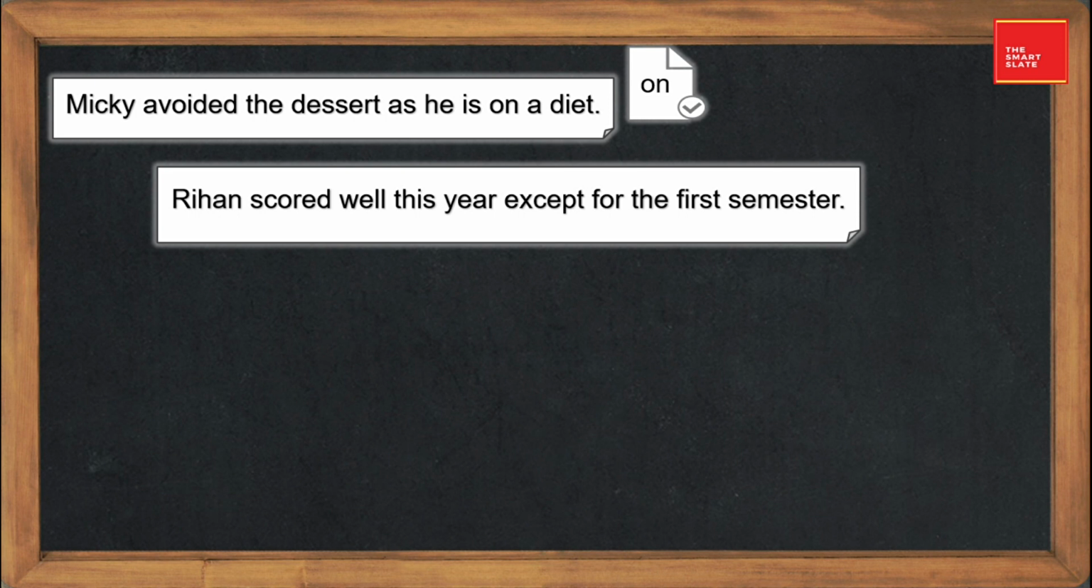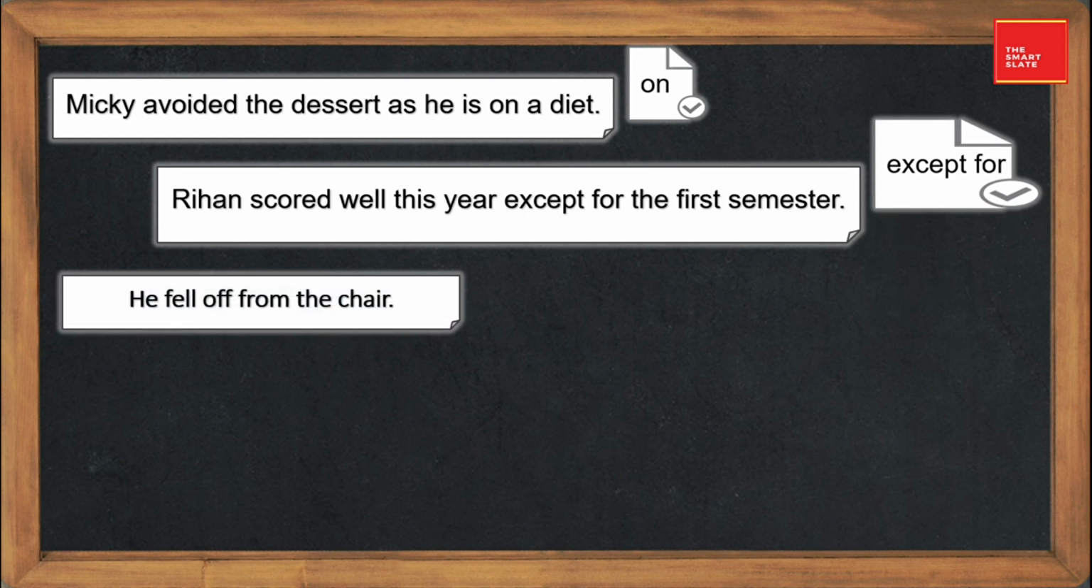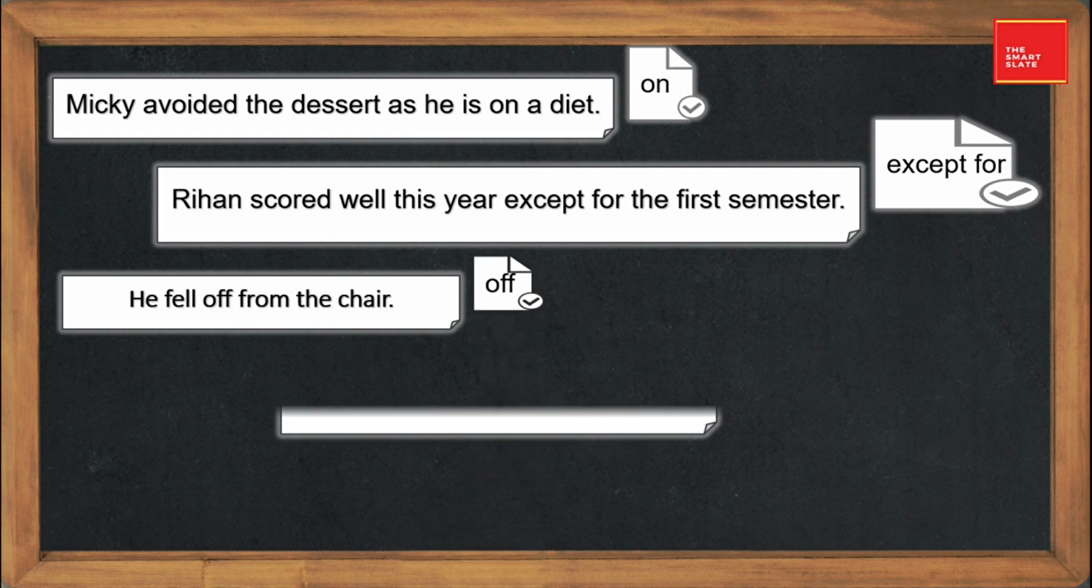Now the current condition of Rehan's statement of marks: you can see he scored well throughout the year, except for the first semester. So words like except for or throughout become your prepositions of condition. He fell off from the chair. So the current condition here is he fell off from the chair. Off is the preposition of condition.